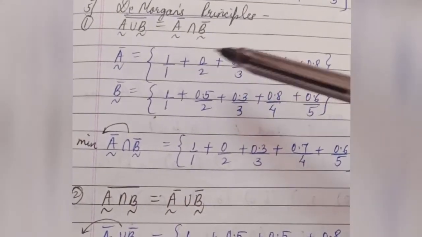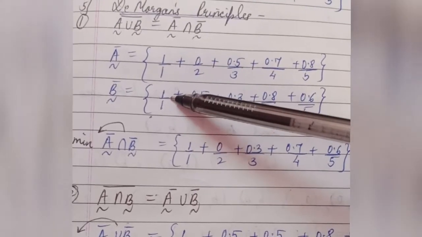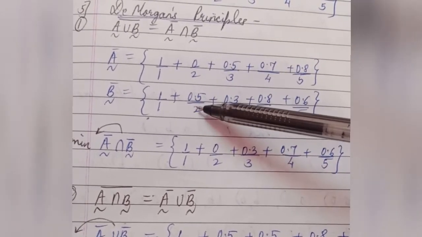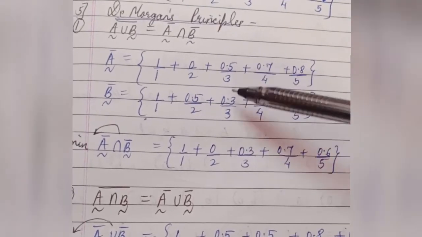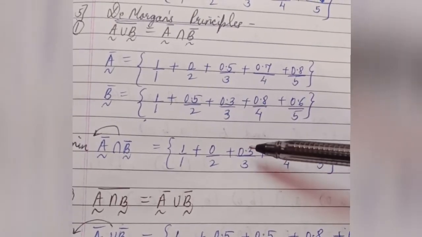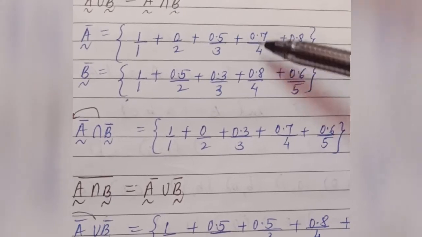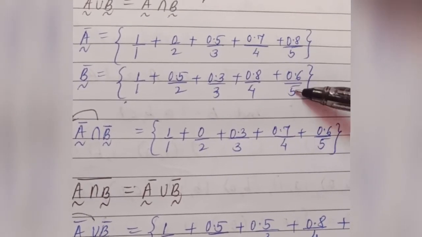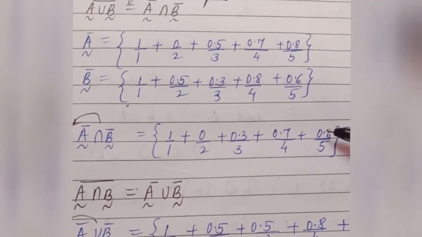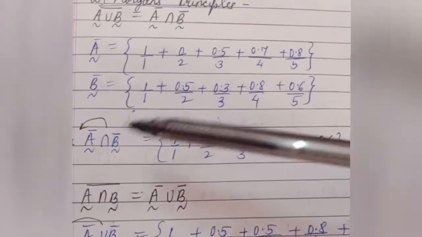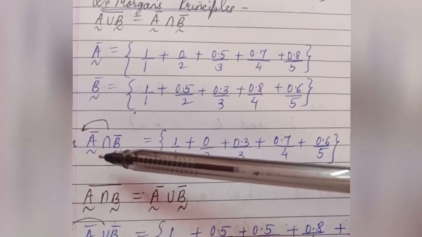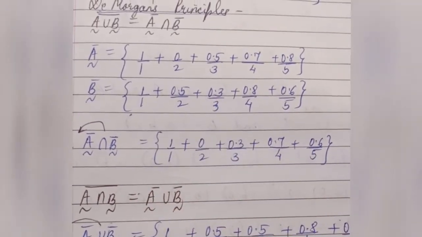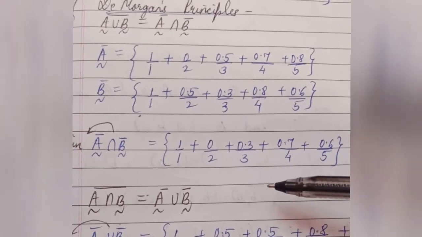First element, compare 1 and 1, select minimum. Here the minimum will be 1. 0 and 0.5, select minimum, 0. 0.5 and 0.3, select minimum, 0.3. 0.7 and 0.8, select minimum, that is 0.7. 0.8 and 0.6, select minimum, that is 0.6 upon 5. So this is the first rule, that is the A complement intersection B complement set. So this is the first rule of De Morgan's principle.